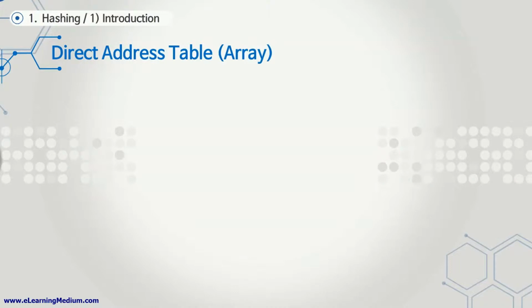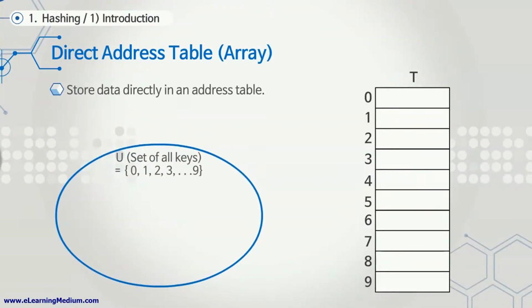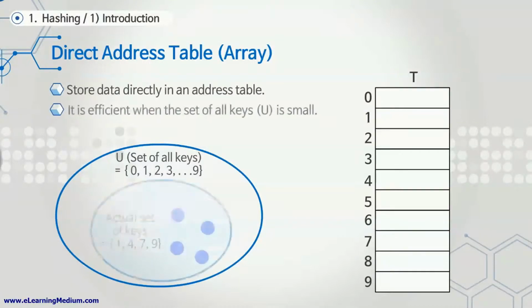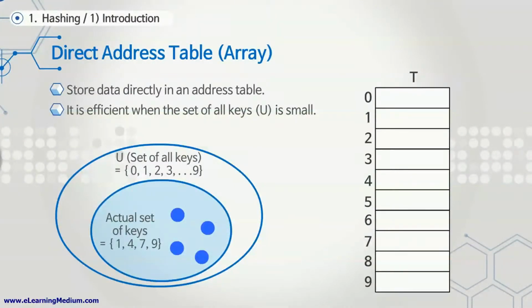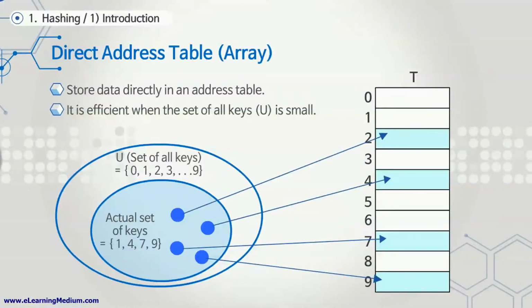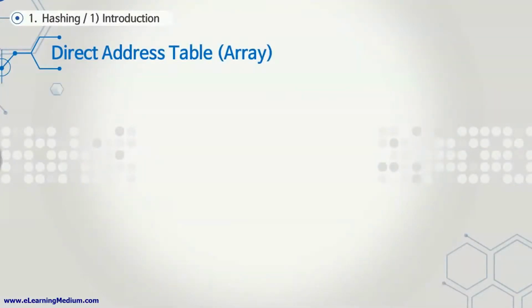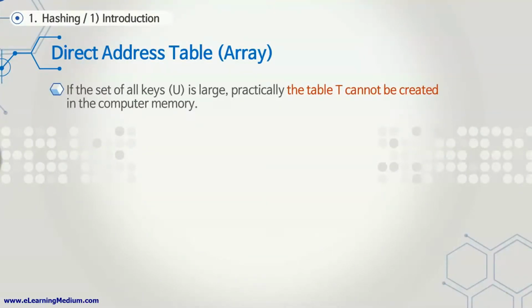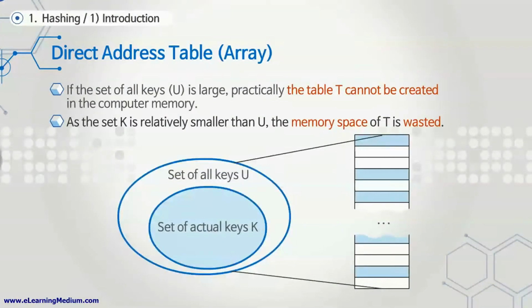The simplest method is to store data directly in an address table. This method is efficient when the set of all keys, U, is small. The key K is stored in the location K of the table T. The array size is equal to the set of all keys, U. However, if the set of all keys, U, is large, practically the table T cannot be created in the computer memory. In addition, as the set of the keys stored, K, is relatively smaller than U, the memory space allocated to the table is wasted.